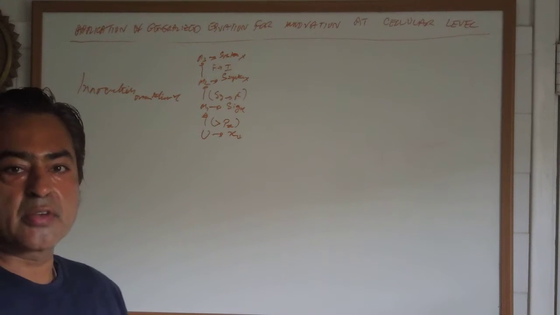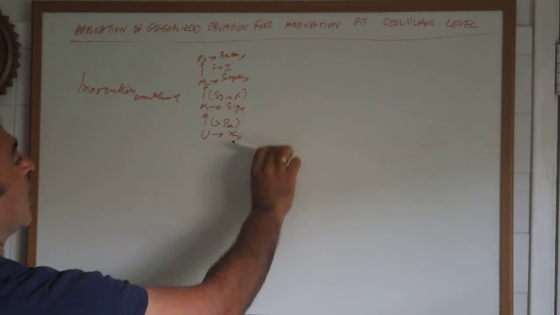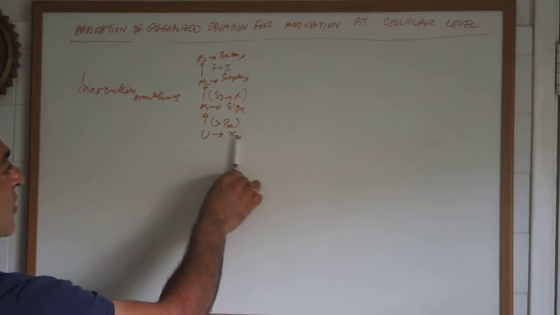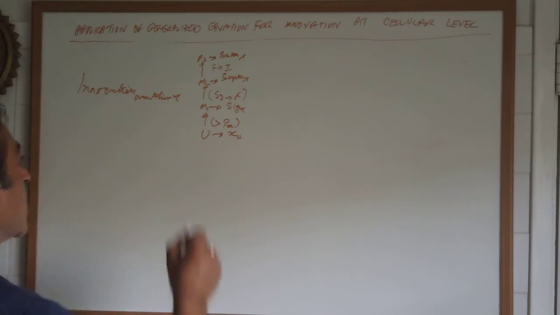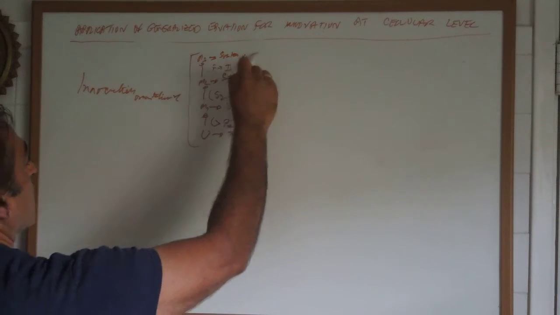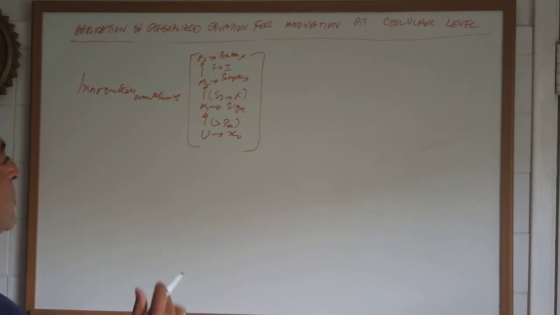And previously I've derived detailed equations for each of the orientations to do with each of these levels. So there are 4 sets of equations for the 4 different orientations. So this is the core of the generalized equation for innovation.